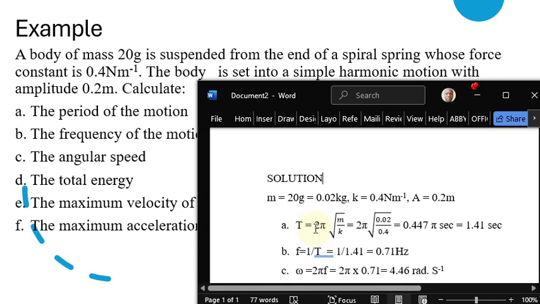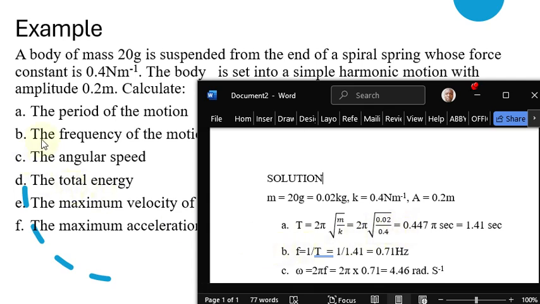And by formula, capital T is equal to 2 pi square root of m over k. Now that will be equal to 2 pi, substituting the value of m, which is 0.02, all over our k, which is 0.4. Then if you punch the calculator, you'll have a final answer of 1.41 seconds. Your pi, of course, is 22 over 7. So that being simplified will give us 1.41 seconds. So our period is measured in seconds.